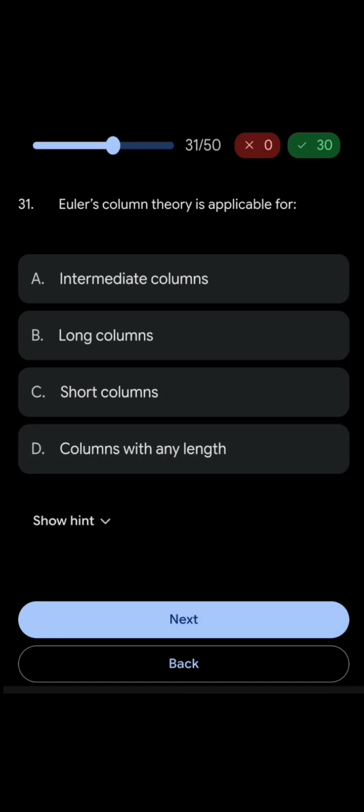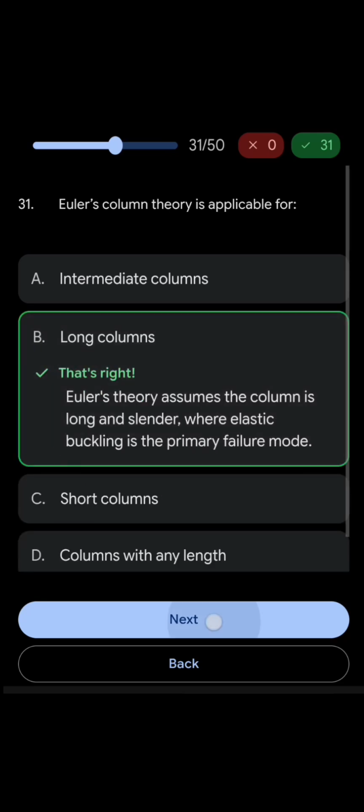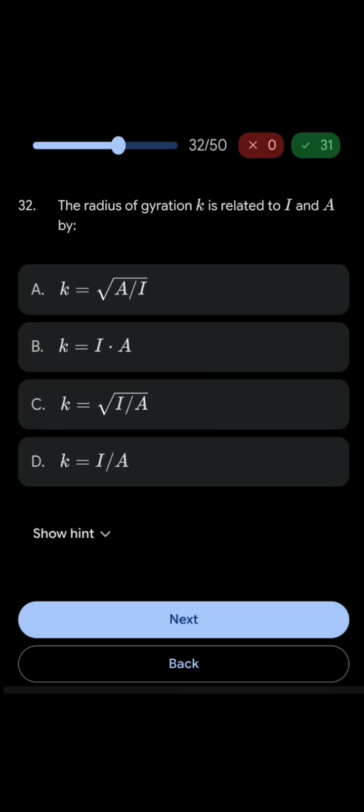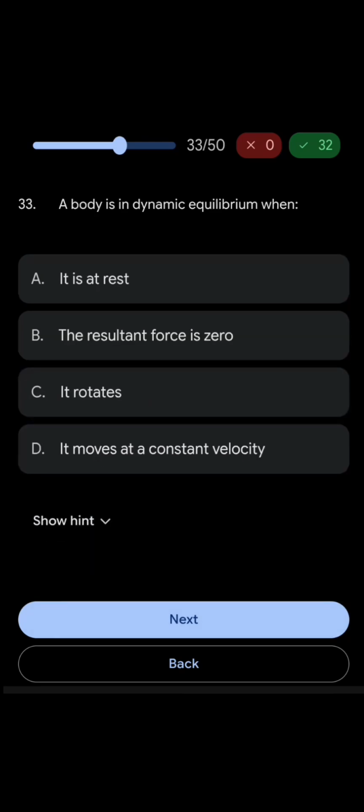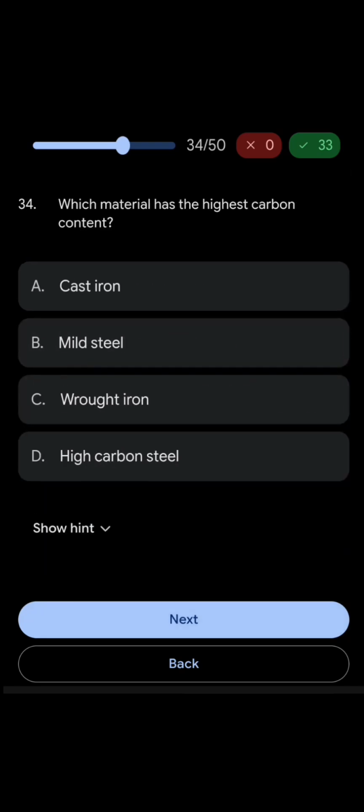Euler's theory is applicable for long columns. The radius of gyration k is related to I and A by k equals root I by A. A body is in dynamic equilibrium when the resultant force is zero.